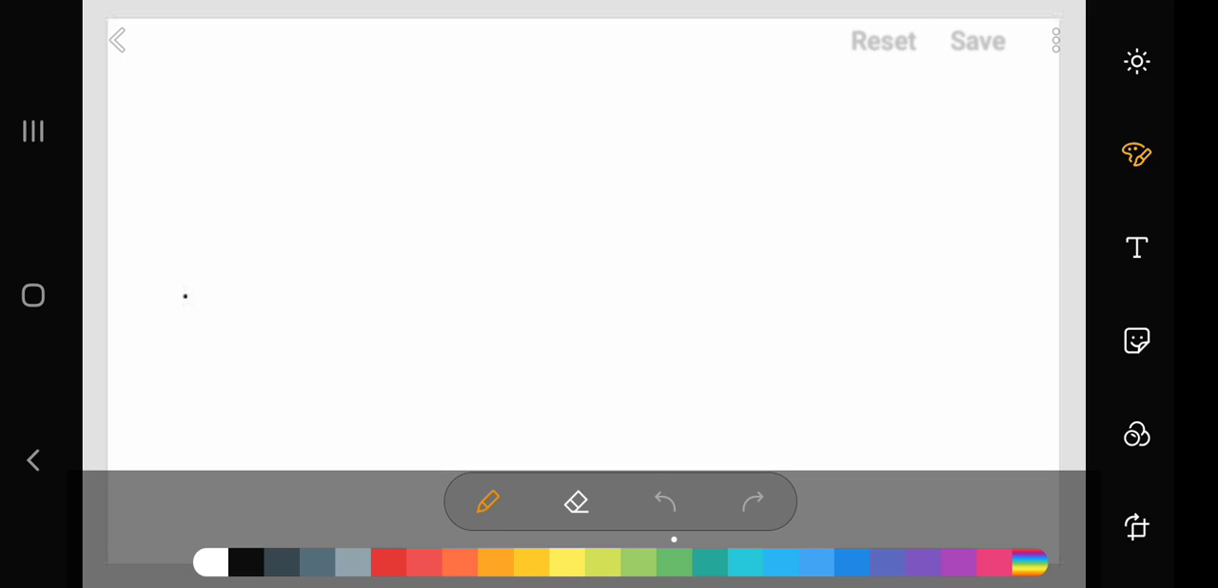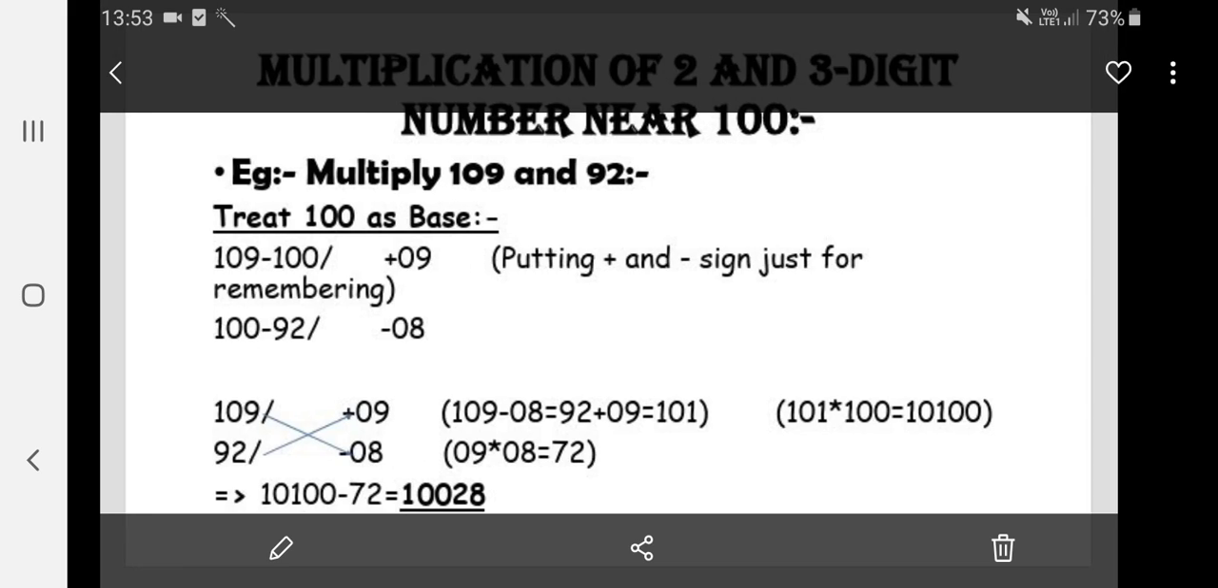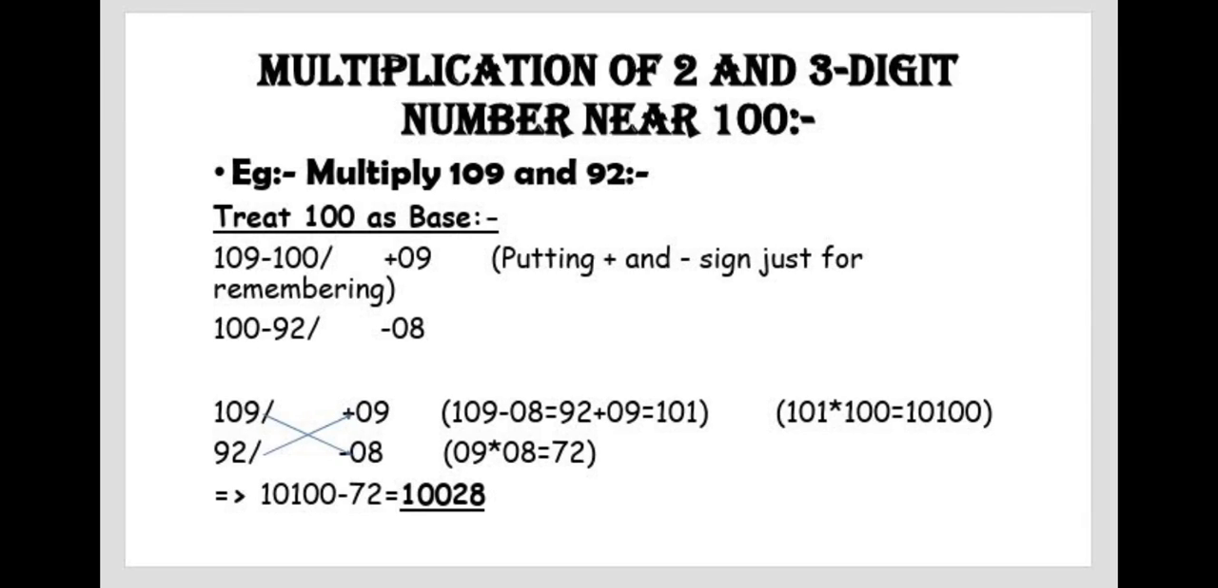Now next we have the multiplication of a 2-digit and a 3-digit number near 100. Here we are taking a 2-digit number and a 3-digit number together. An example is 109 and 92. Here the 3-digit number is 109 and the 2-digit number is 92. Again we will take 100 as a base.